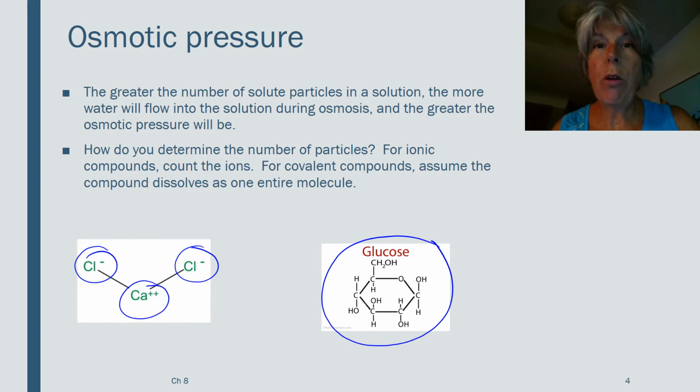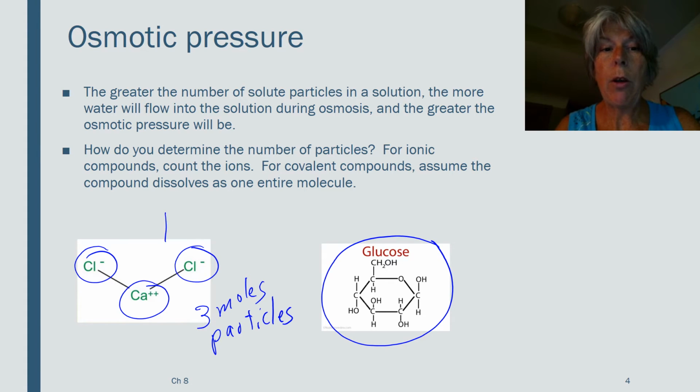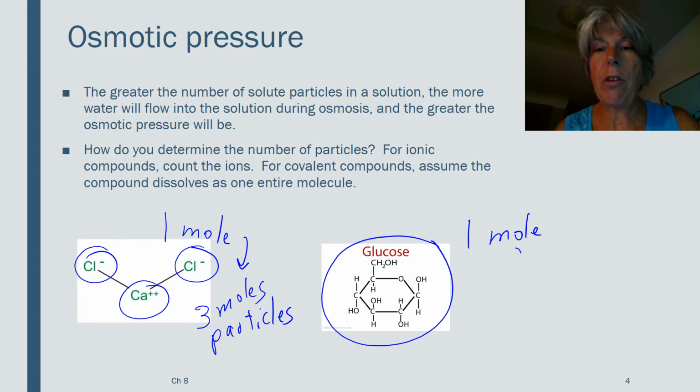So if we have a mole of glucose dissolved in the solution, we'll have a mole of glucose molecules. But if we have a mole of calcium chloride dissolved in the solution, we'll actually have 3 moles of calcium chloride particles because they'll each separate into their individual ions. So on this one, 1 mole of the substance is equivalent to 3 moles of particles. Over here with the glucose, 1 mole of glucose is equivalent to 1 mole of particles.